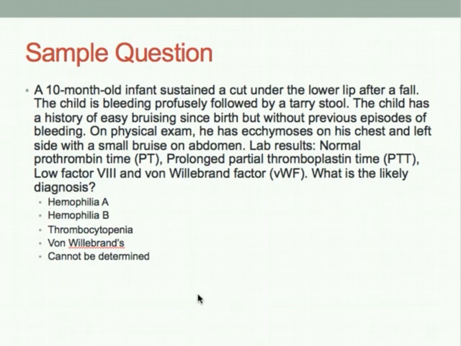And with that being said, I will let you read this question, and we will talk about the answer for that in class.